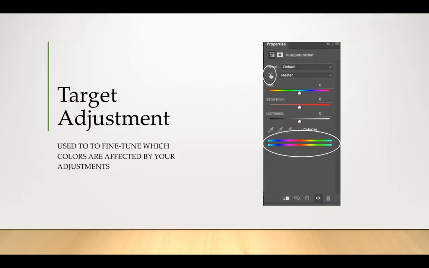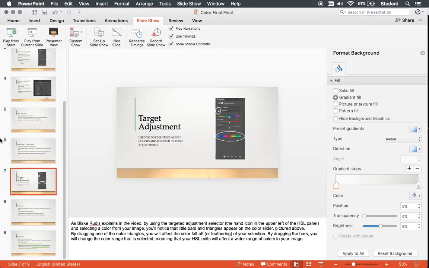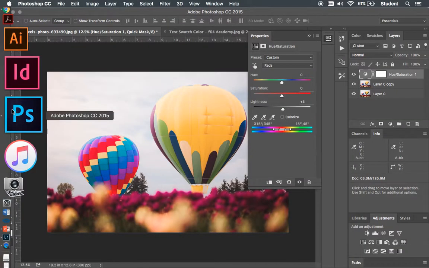Not a lot of people are familiar with what this adjustment does. It's pretty much used to fine tune which colors you're affecting by your adjustment. So if you want to choose more, it allows you to choose more than one color to edit at the same time, or to pick specific reds to adjust. I'll give you an example of that in Photoshop.